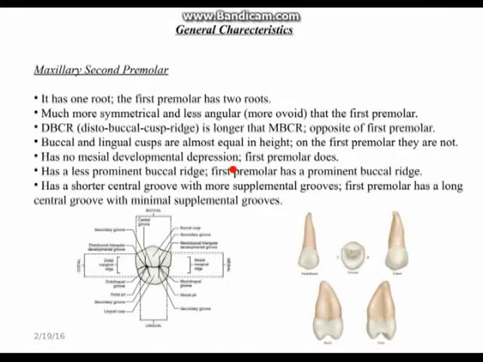It has no mesial developmental depression. First premolar does, that we established. It has a less prominent buccal ridge. First premolar has a prominent buccal ridge. Okay, that's good to know. It's less prominent on the second premolar in some aspects. It has a shorter central groove with more supplemental grooves. First premolar has a long central groove with minimal supplemental grooves. Okay, so that's another difference. So I just gave you a little view to build an idea of what they mean by the central groove, the buccal ridge, and everything like that.